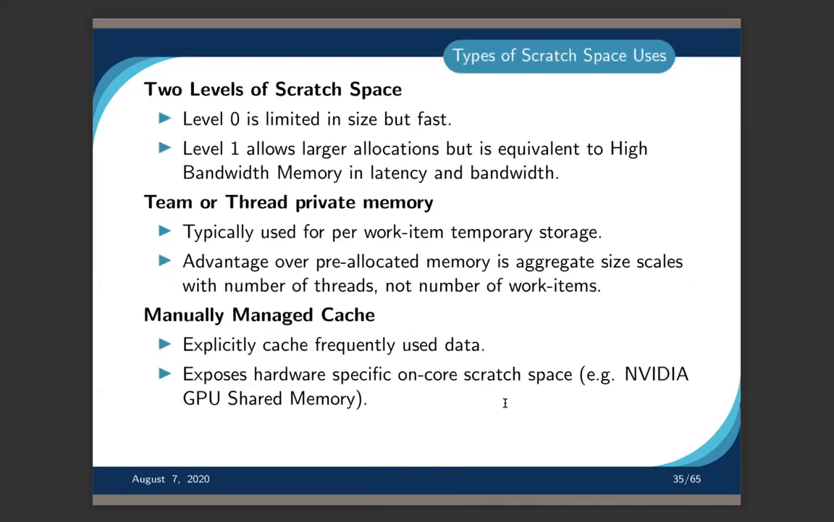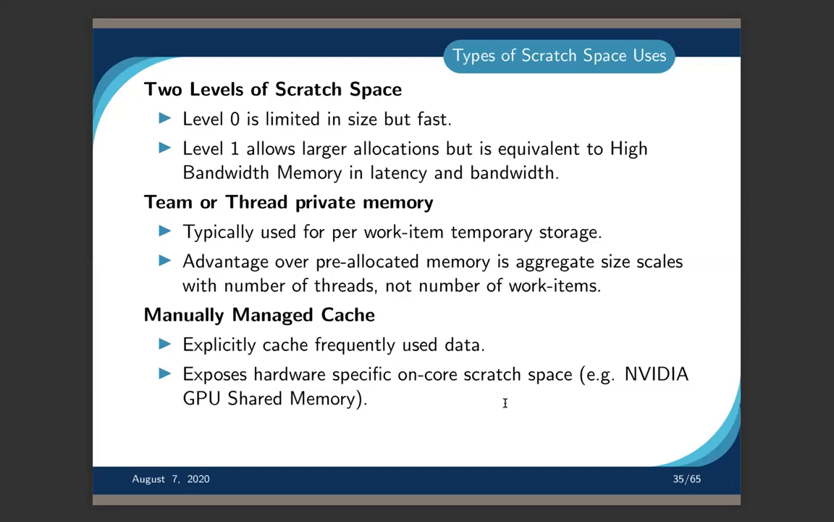So in Kokkos, there are 2 levels of scratch space: a level 0 and a level 1. The level 0 is pretty limited in size, but pretty fast. The level 1 is larger, but the allocations are essentially equivalent to having pre-allocated memory in high bandwidth memory, with the latencies and bandwidth that come with that. So think of the level 0 as a kind of manual L1 cache, and level 1 as your nearest kind of mass storage.